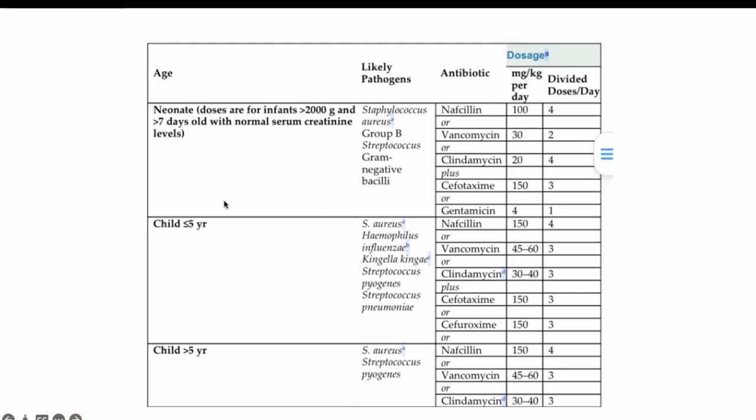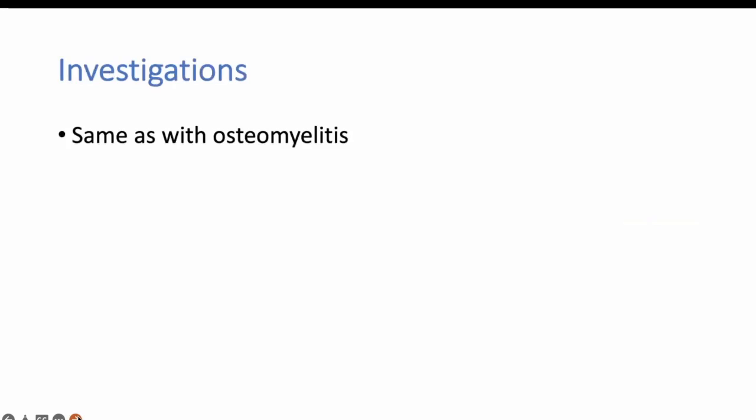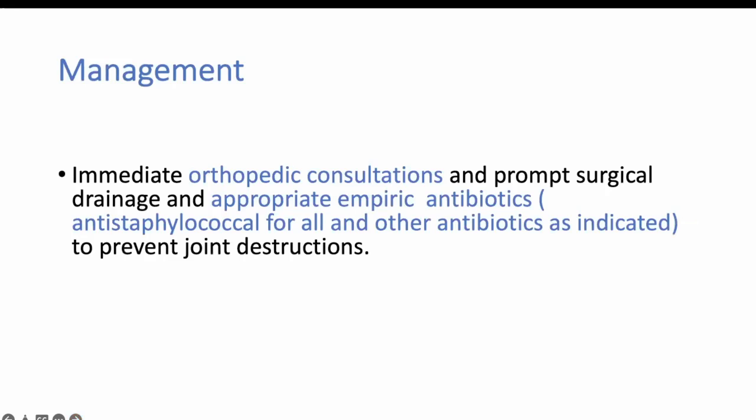So this table is almost the same as the previous table, so no need to bother yourself. Just the neonate, it's staph plus the neonatal organism. Children less than 5 years is staph plus a strep pyogenes or strep pneumo, or sometimes Haemophilus influenzae in unvaccinated, or in certain ages, like less than 5 years, Kingella kingae is one of them. It's the same as osteomyelitis. Investigation almost the same, just management, it's immediate orthopedic consultation with appropriate anti-staph coverage.